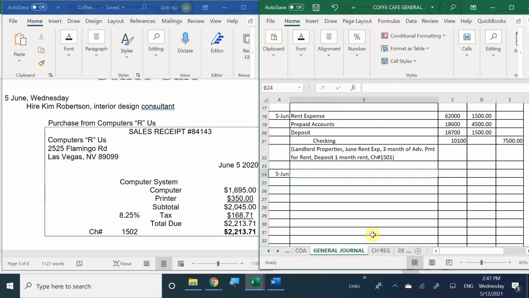So once again, going back to my journal, let's properly journalize this. So we acquired a fixed asset. We acquired a computer. And we also acquired a printer, right? So the computer was 14010 and the printer was 14020. Right? And of course, last but not least, what do we do with the sales tax?